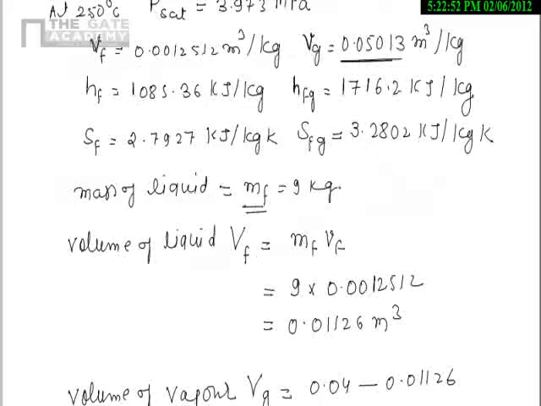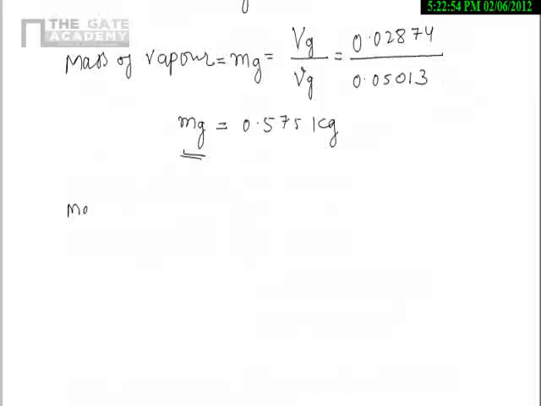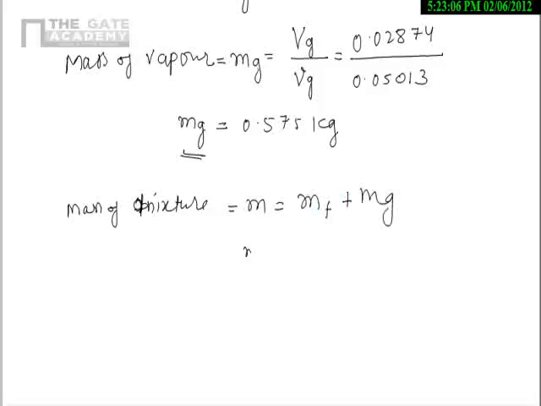So now we are having the mass of the vapor, we are having the mass of the liquid, so we can get the mass of the mixture. So the mass of mixture m equals mf plus mg. So mass mf is nothing but 9, mg is 0.575. So the mass of the mixture will be 9.575 kg.